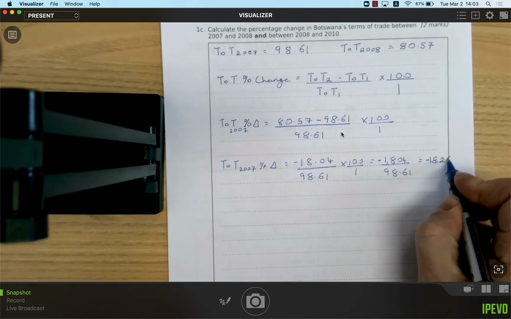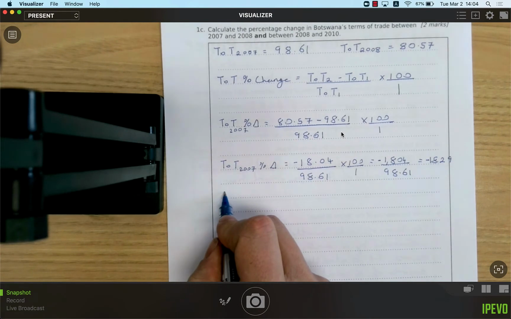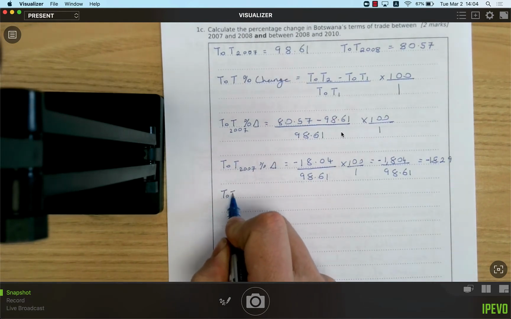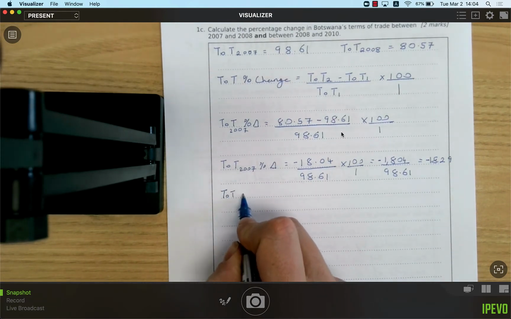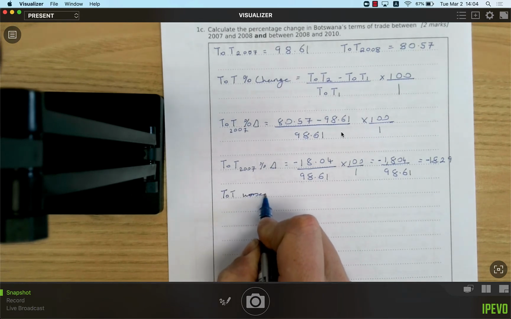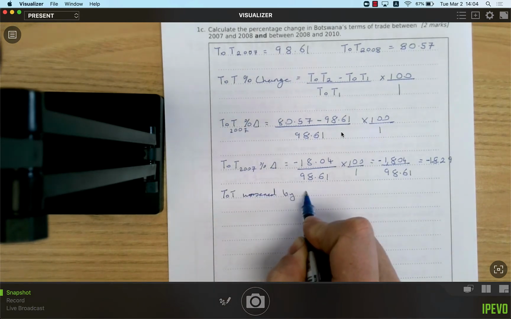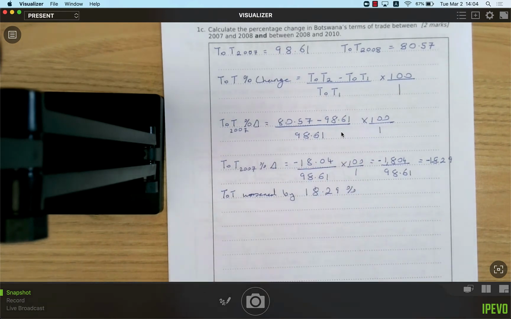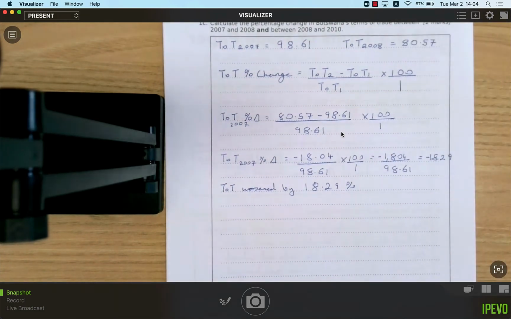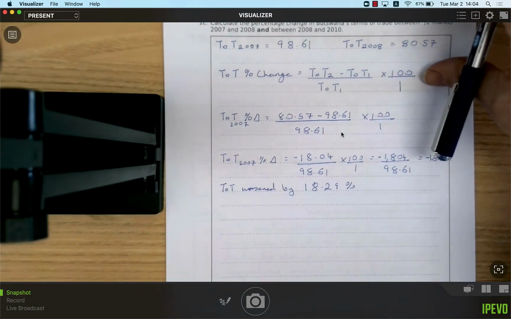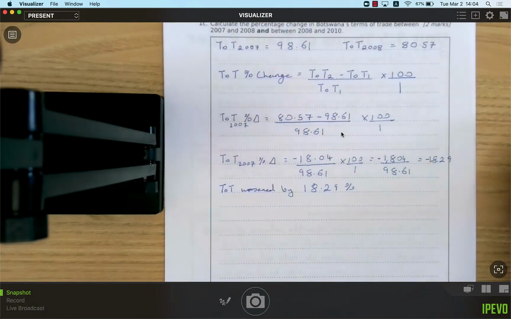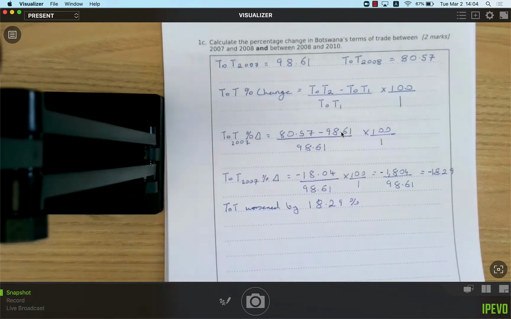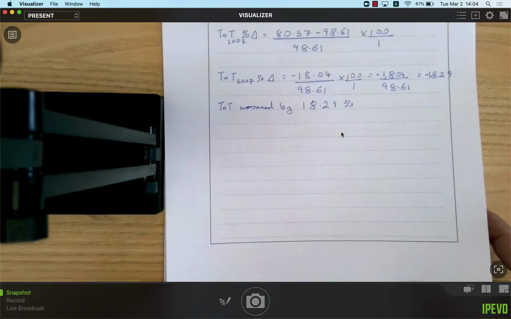Okay, and what I get here is this equals minus 18.29. Now what that means is terms of trade worsened by 18.29%. And what that means essentially is that the value of Botswana's exports in 2007 would buy 18.29% less imports in 2008.